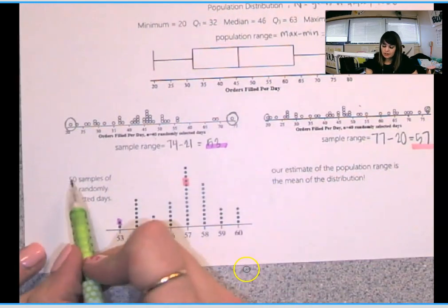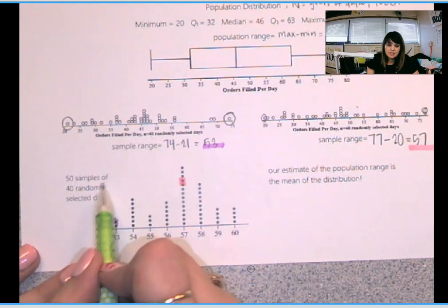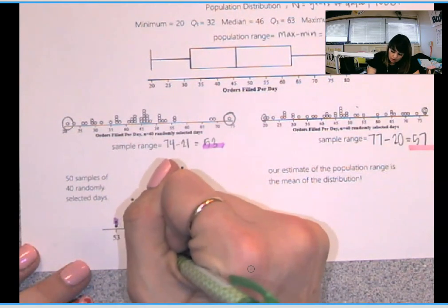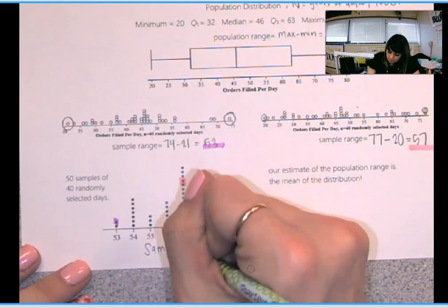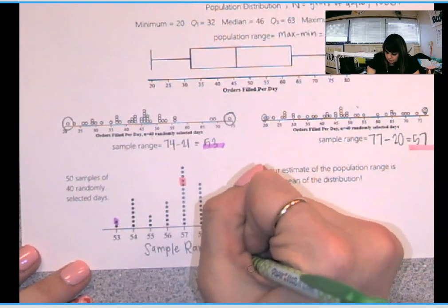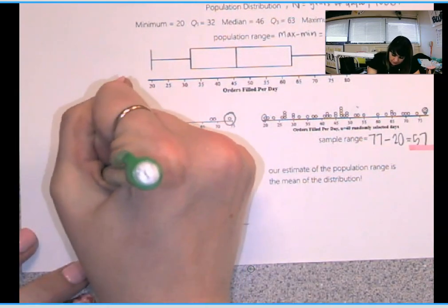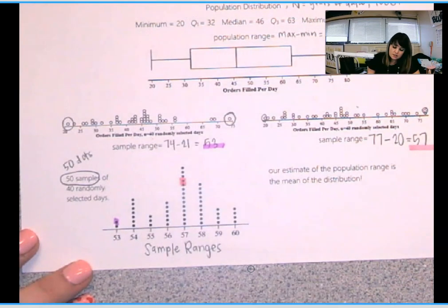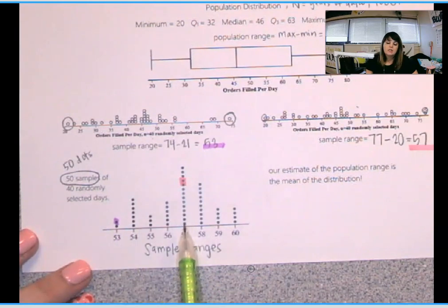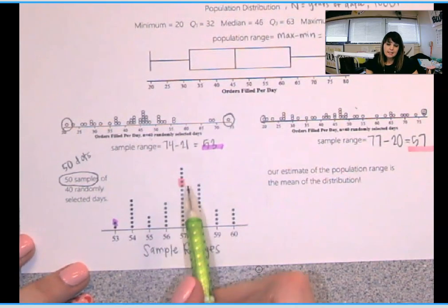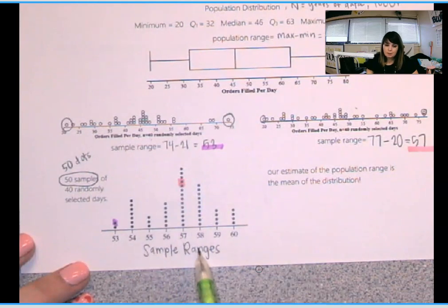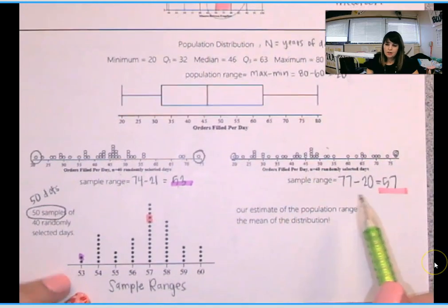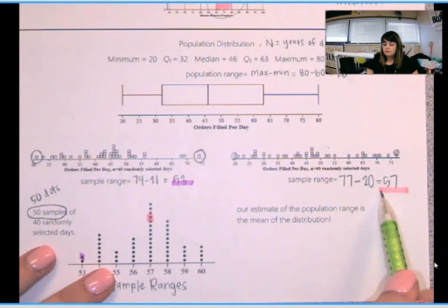So what we see here in this dot plot is 50 samples of 40 randomly selected days. These are our sample ranges. When we say 50 samples, that's the same thing as saying 50 dots. There are 50 dots on this dot plot, and each dot represents a sample range. We got a range of 53 for this sample and a range of 57 for this sample.